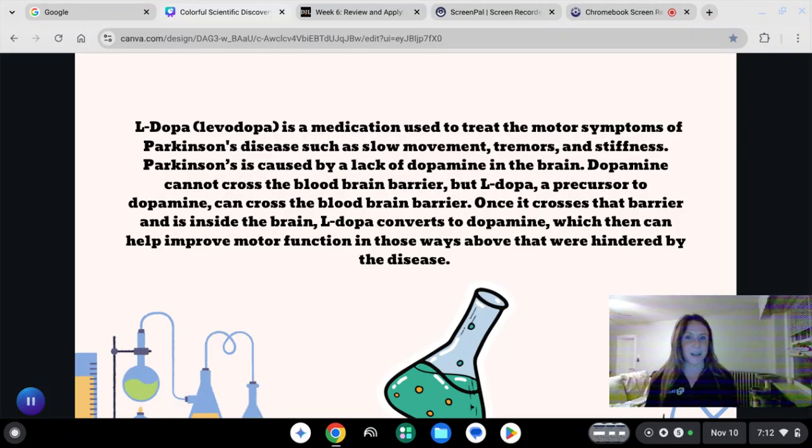which are characterized by slow movements, tremors, and stiffness. Parkinson's is caused by a lack of dopamine in the brain. Dopamine itself cannot cross the blood-brain barrier, but L-DOPA, which is a precursor to dopamine, can cross that blood-brain barrier. Once it gets inside the brain, the L-DOPA will then convert to dopamine, which can then help improve motor function in those ways, like that slow movement, stiffness, and all that.